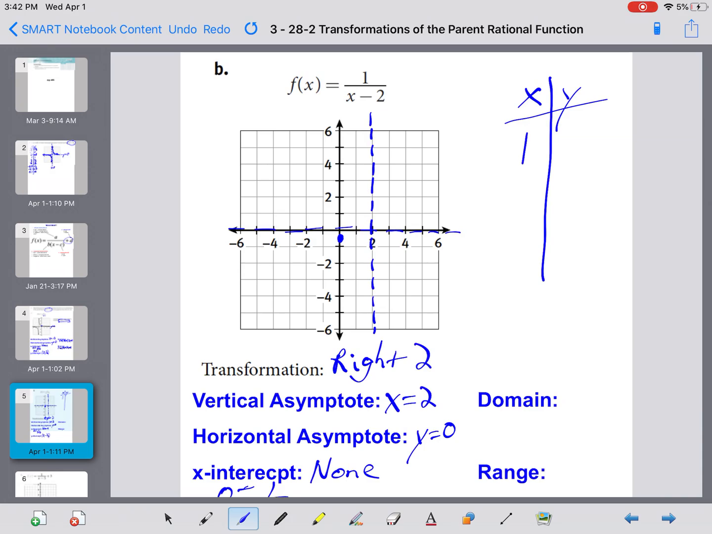If I plug that in, I'll get another good point. If I plug in 1 for x, I get 1 over -1, which is -1. So 1, -1 is right there. I've got 2 points on this bottom left branch. I feel good about it being down there.